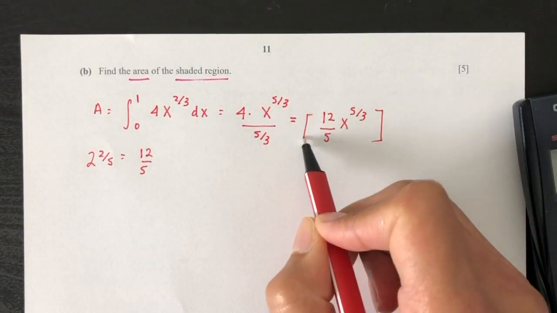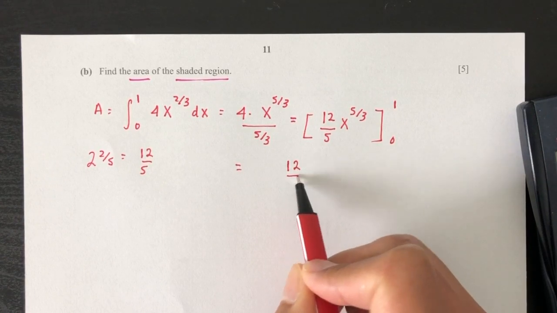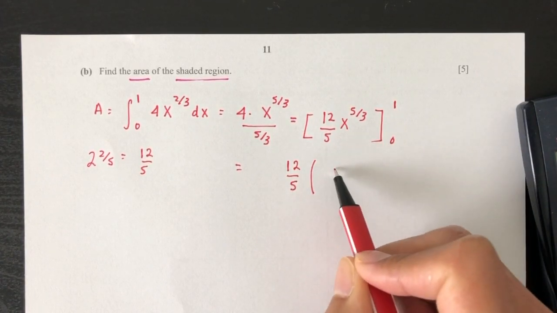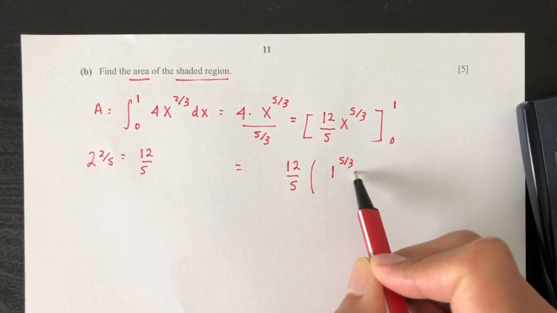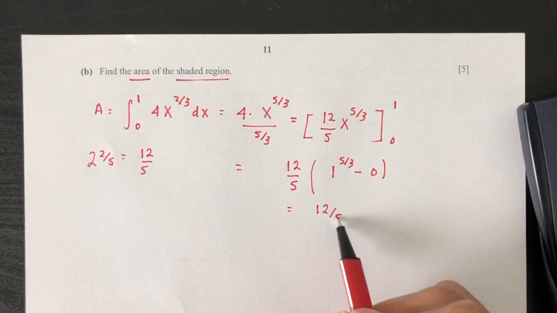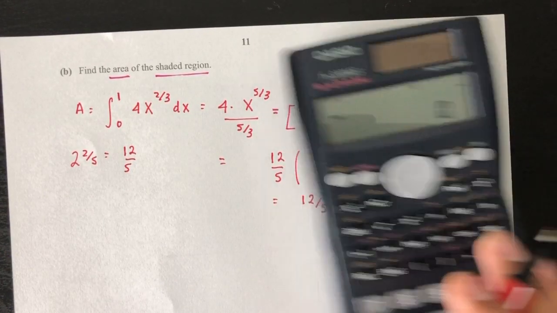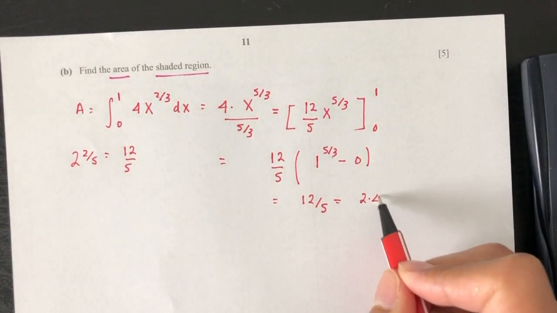Now the limits will be from 0 to 1. Simplify, that will become 12 over 5, inside will be 1 power 5 over 3 minus 0, which is 1. So the answer is 12 over 5, which is 12 divided by 5, that will be 2.4. So area of A will be 2.4.